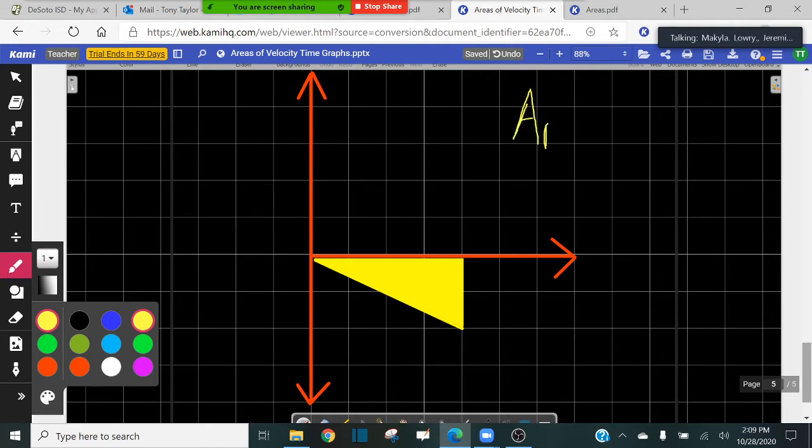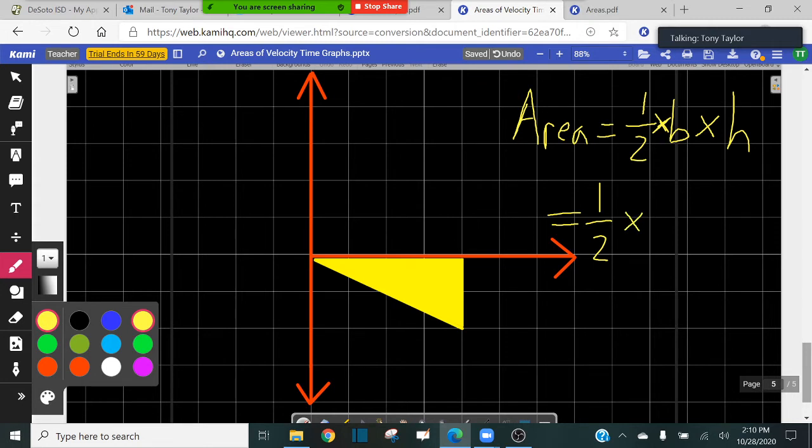You have to do times height and then a fraction or half. Yeah, 1/2. Times base times height. Okay. So 1/2. So guys, what is my base here?